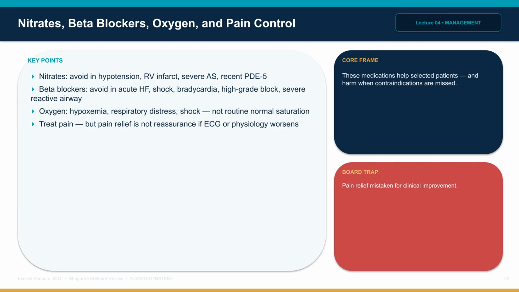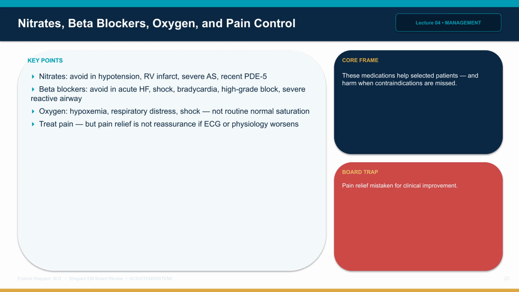Nitrates are useful for pain and blood pressure relief, but they are not harmless. Avoid them in hypotension, suspected right ventricular infarct, severe aortic stenosis, and recent PDE5 inhibitor use. The classic distractor is nitroglycerin for an inferior STEMI patient who is preload dependent. That is the answer that crashes the blood pressure.